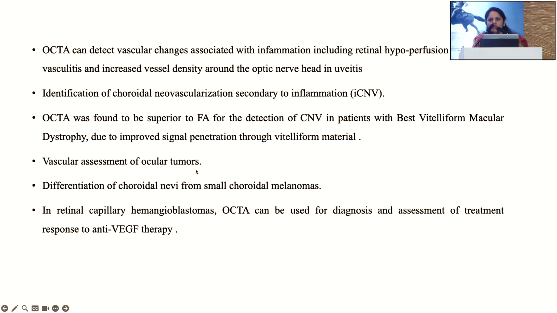So what I want to say is that OCTA, being a non-invasive technique, can be used in cases where dye is a relative contraindication, especially in cases of AMD where the imaging of the deeper layers is much better with OCTA. Thank you.